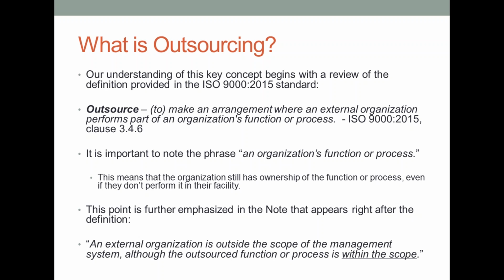And that's further emphasized by the note that appears right after the definition. An external organization is outside the scope of the management system, but the outsourced function or process is within the scope. And that's why it's so key to our understanding that an outsourced activity does not open the door to that activity being exempted from the quality system, because it is within the scope. And again, ISO 9000 is an ISO document. It's binding. These definitions are binding within the context of an audit.